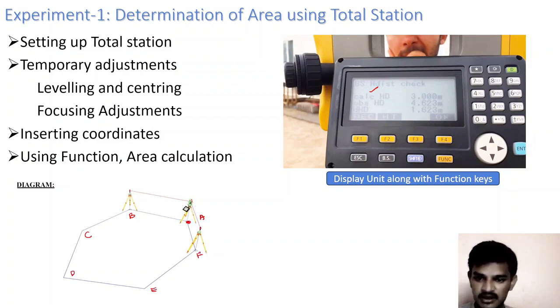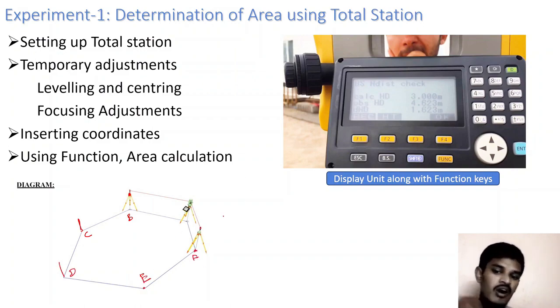Then using this telescope, we'll be bisecting on point B, right? So we'll be placing our prism here. This is the prism, and we'll bisect the prism. So this is point B, and similarly we'll place the prism at point C, point D, point E and point F, right? This is how we take all the readings, and after taking all the readings, the total station will save the coordinates, whatever coordinates there are, right?